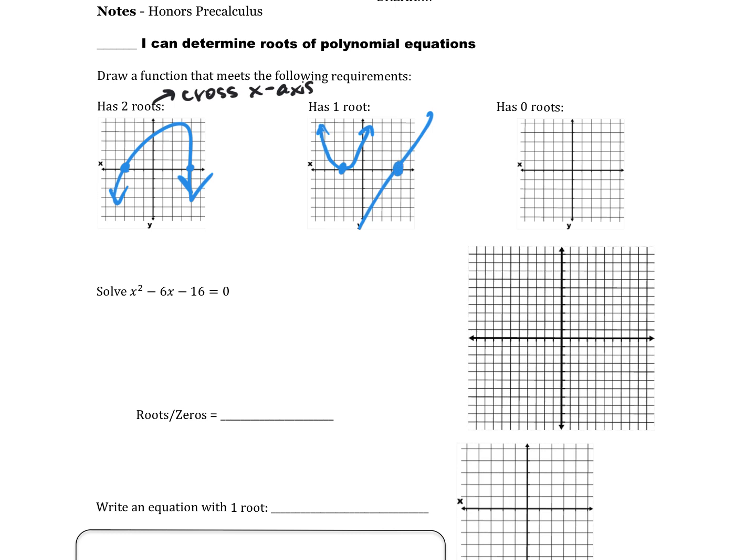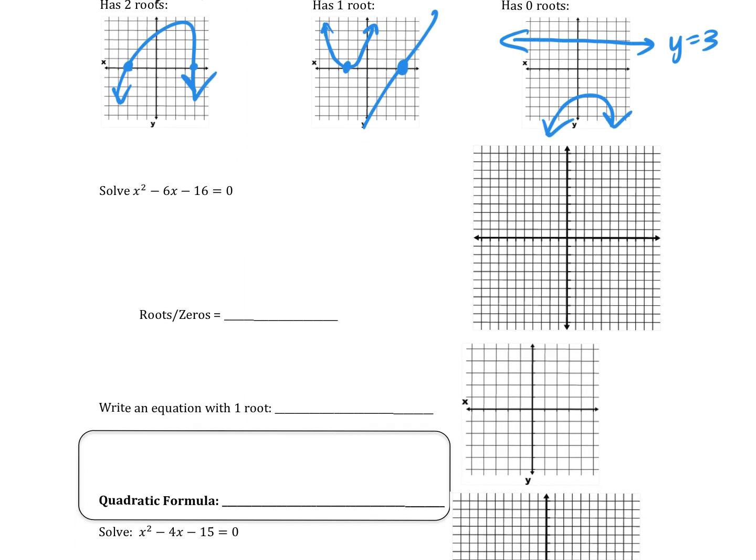Something that has no roots. No roots. So that's like below. Yeah, above or below. Exactly. This guy has no roots. Or this one has no roots. Question, what about this? Does that have any roots? No. What could be the equation of that guy? Yeah, y is 3 on that one. Or it could have been anything just below it or above it, just not crossing through that x-axis.